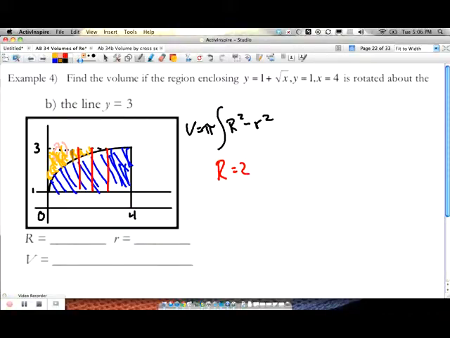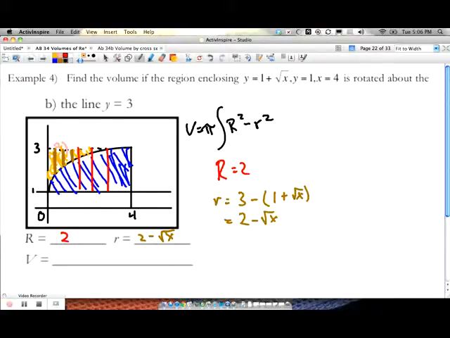The little radius is this inside piece in the orange. And that's from the line y equals 3 down to the curve 1 plus square root x. If I were to simplify this, I would get 2 minus square root x. So that means my little r is 2 minus square root x. My big R is 2.